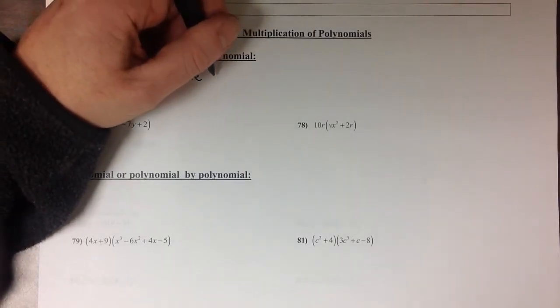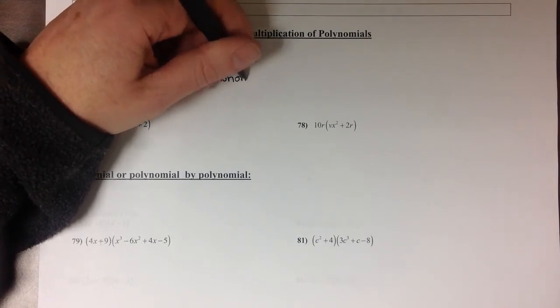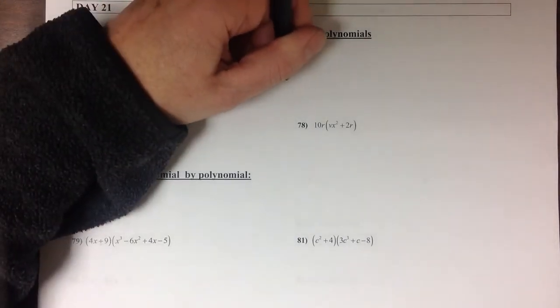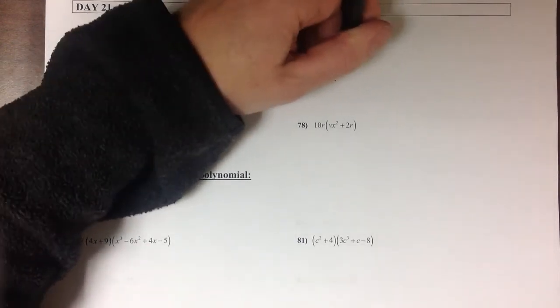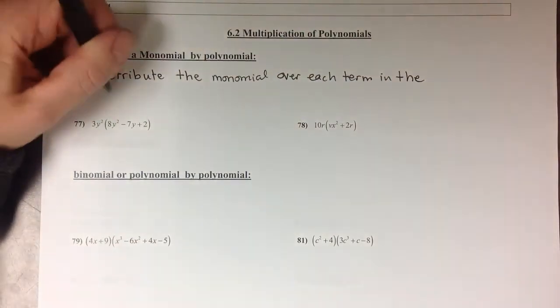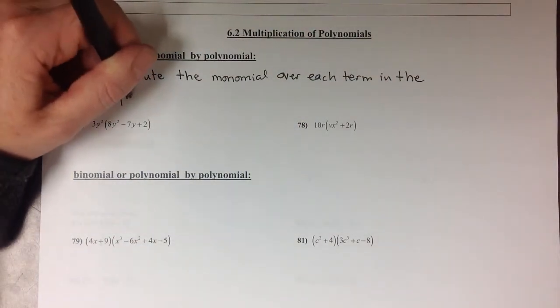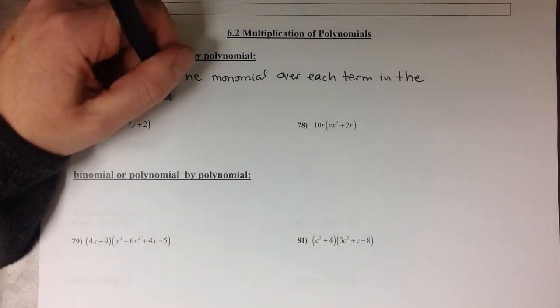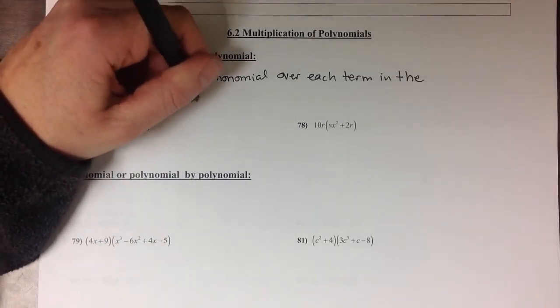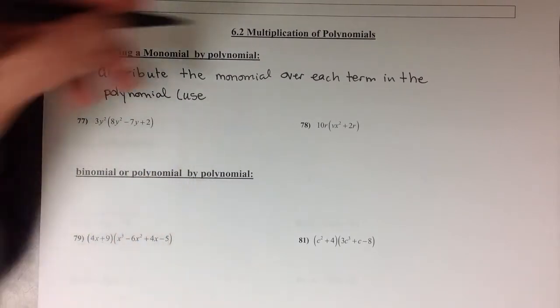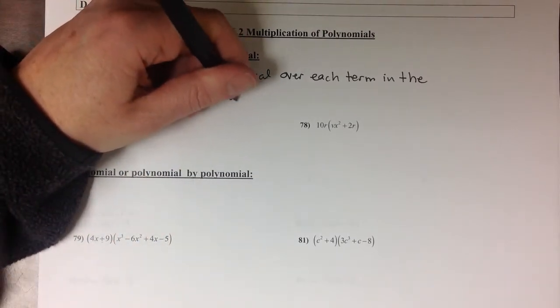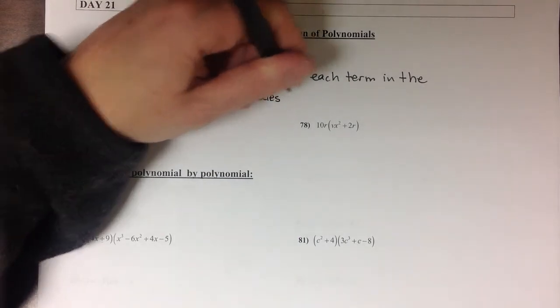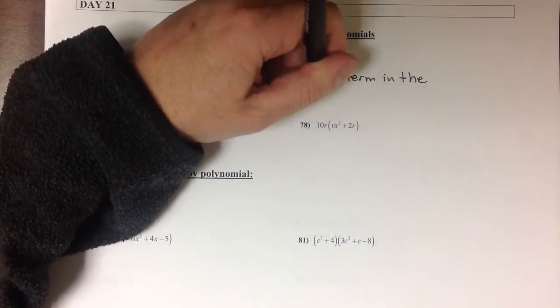the monomial over each term in the polynomial. Okay. And then, when you've done that, you want to look back at what we know about exponents, the power rules, to use power rules to simplify each term.